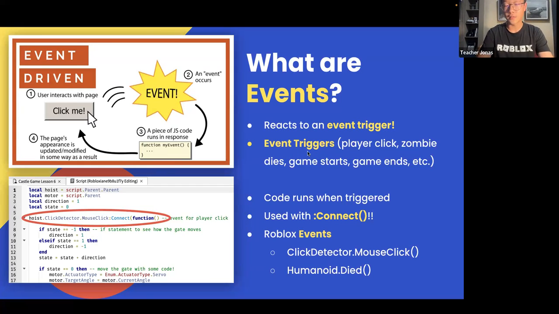So basically an event trigger is what I said. It's when a player clicks something, and it doesn't have to be the player. It can be when a zombie dies, when the game starts, or when the game ends. Basically something that happened that causes something else to react, right? It's a cause and effect. So something caused my code to run, and then something happened, right? And the code only runs when the event happens.